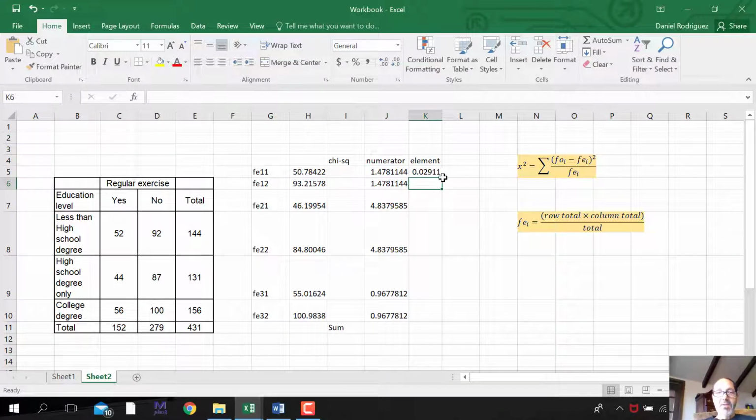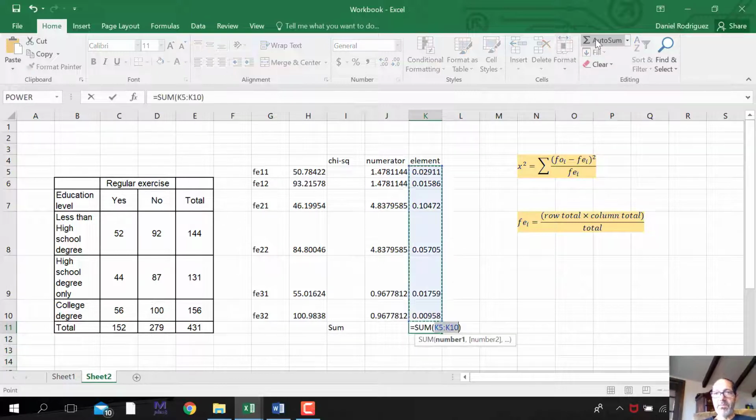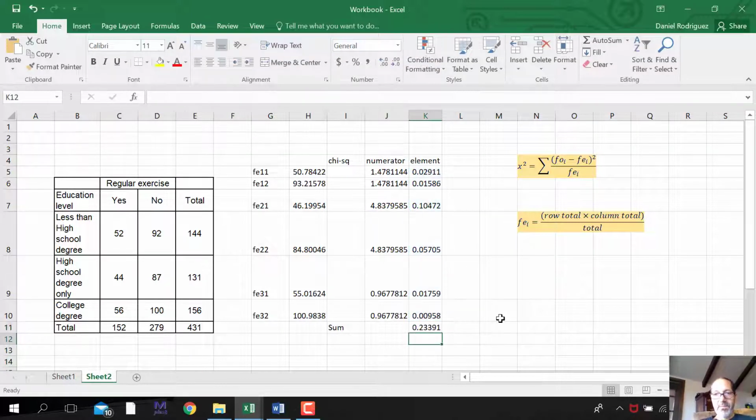I hit equal. In this case, I have everything set up. I have the expected frequency, and I have the numerator. So everything's going to be exactly the same. It's always going to be what's in J divided by what's in H. So now I can just drag these down and repeat the same equation. To show you that, let's highlight one of these. This is J9 divided by H9. These are my elements, and if I sum these up, I can just hit auto sum and hit enter. And I get 0.23391 as my chi-square value.